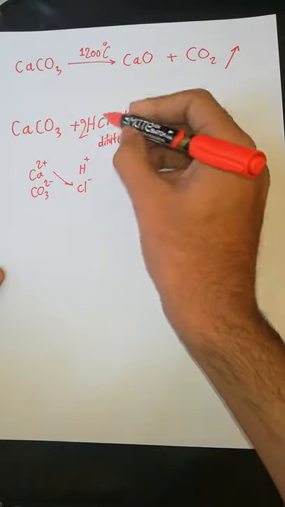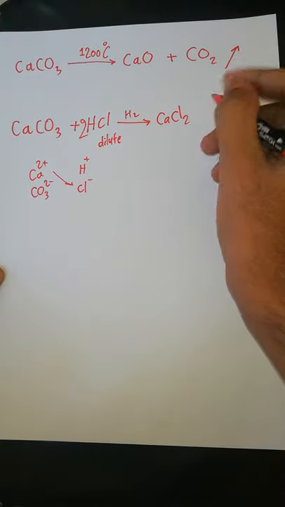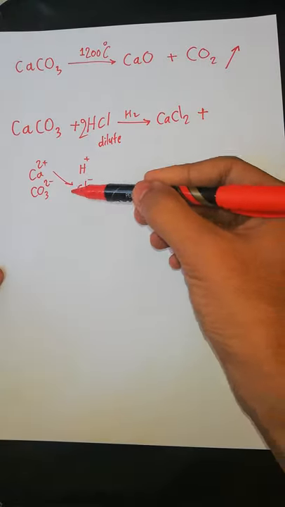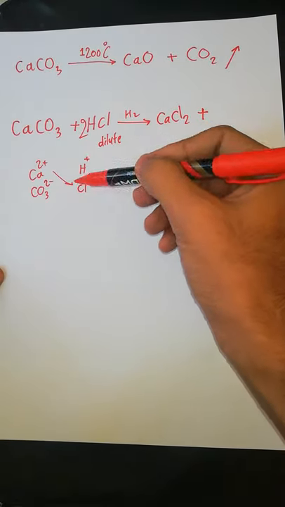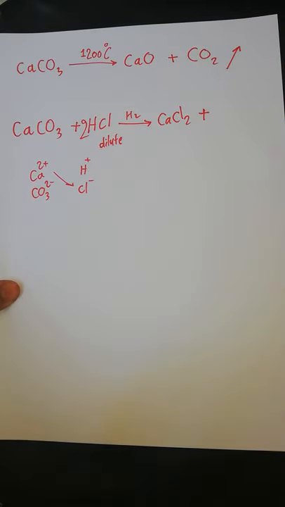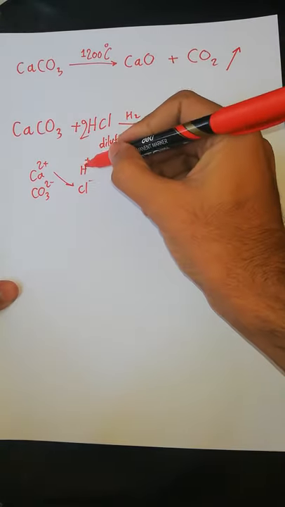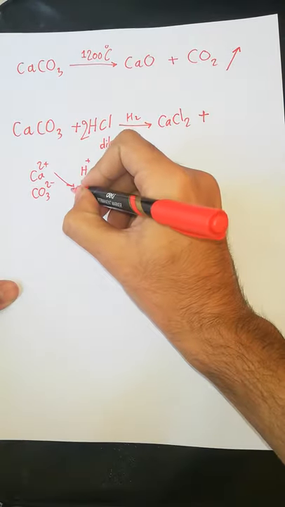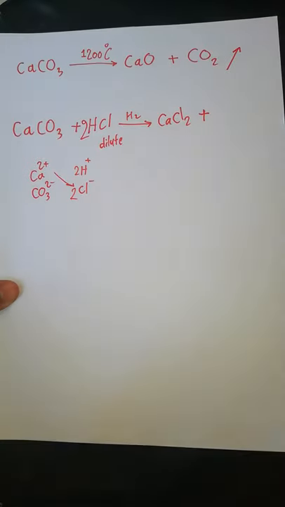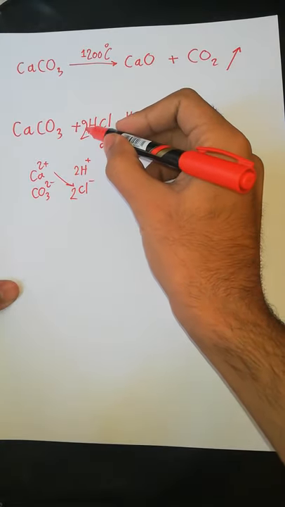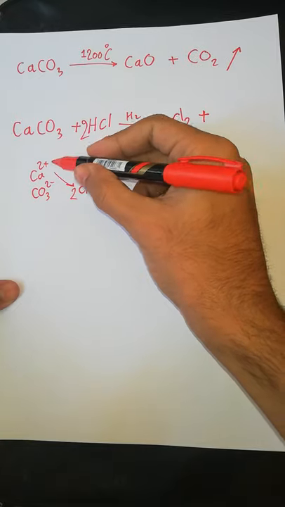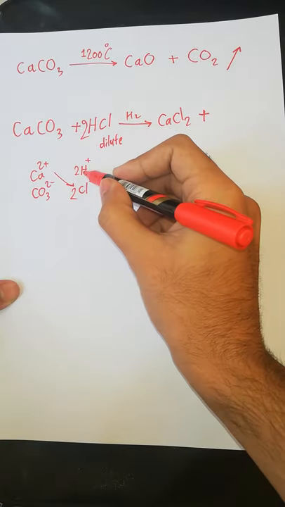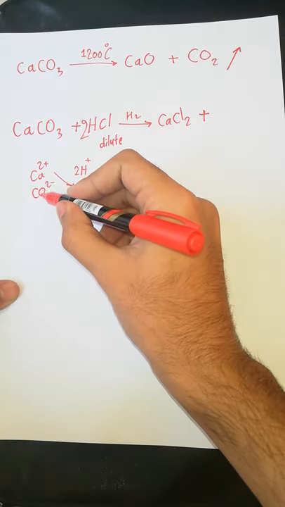To bring 2 Cl, I must multiply HCl by 2. Here is CaCl2 plus... what will remain here? Hydrogen remains. When I multiply this HCl by 2, this becomes 2 and this becomes 2. So two hydrogen and 2 chloride. The calcium will take the 2 chloride, becoming CaCl2. The H, the cation here, will take the anion.